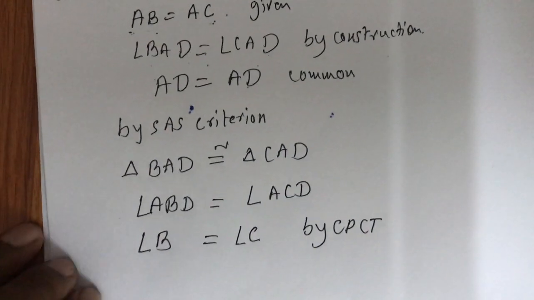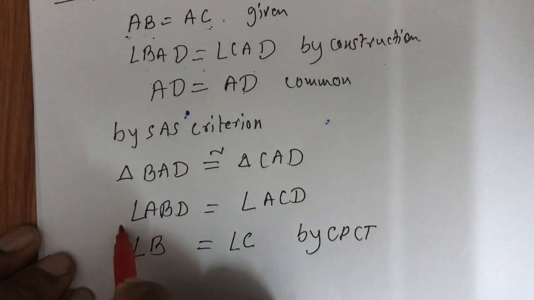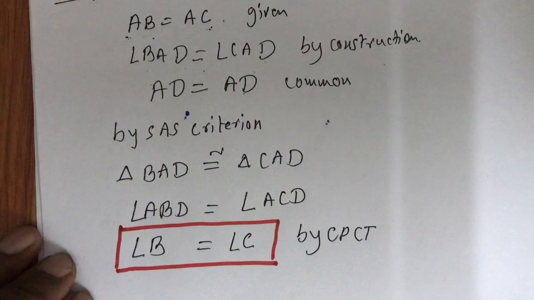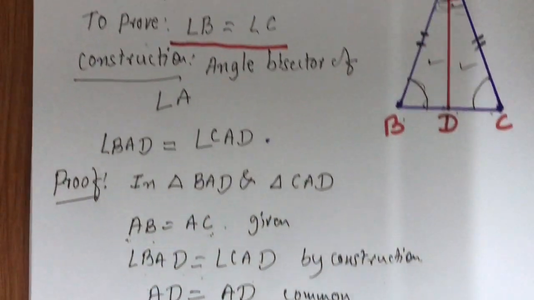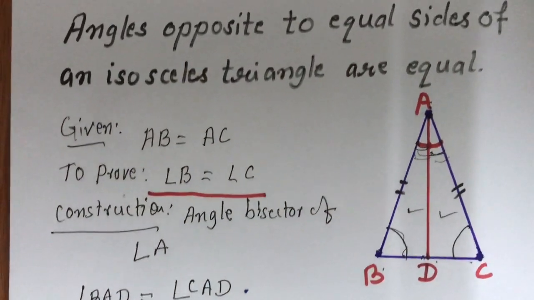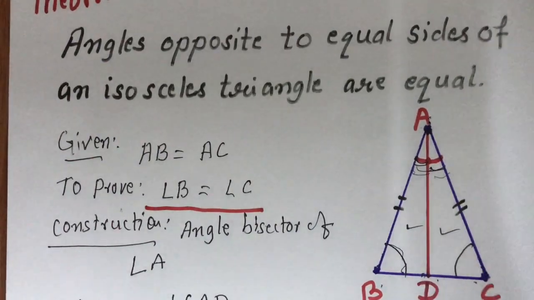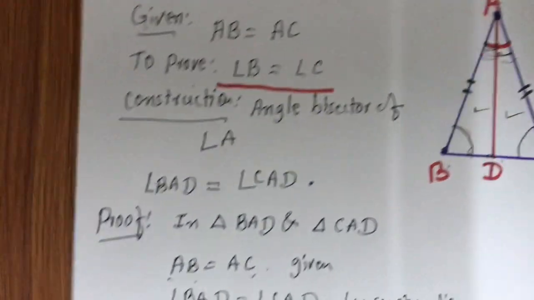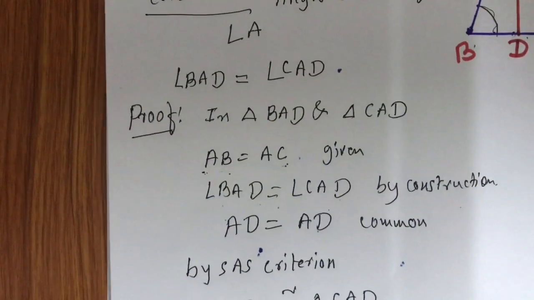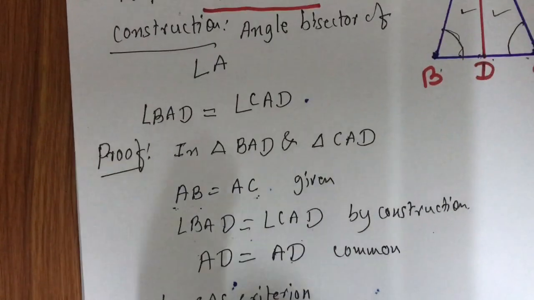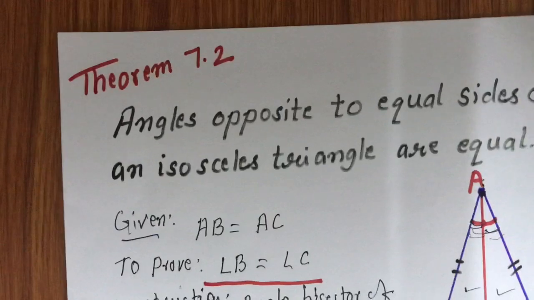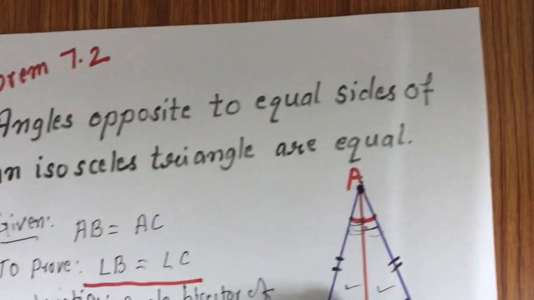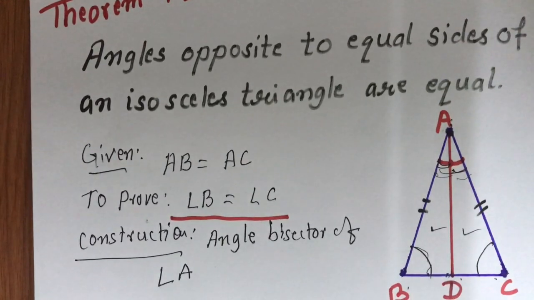So we have proved it as a theorem: angle B equal to angle C. Understand? But by activity we have already verified these things by two activities. And as a theorem we have proved it. Angles opposite to equal sides of an isosceles triangle are equal.